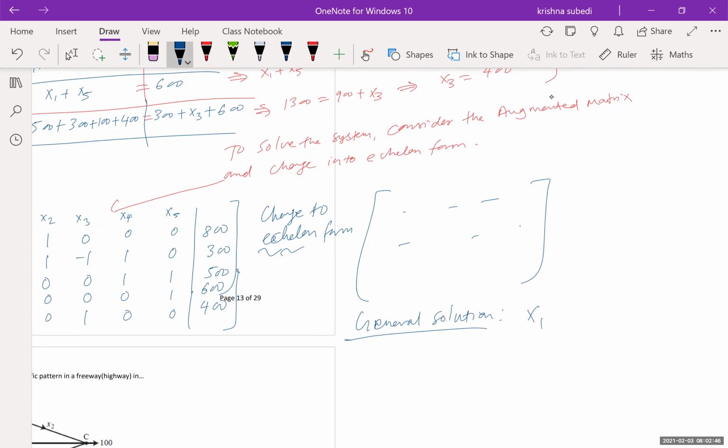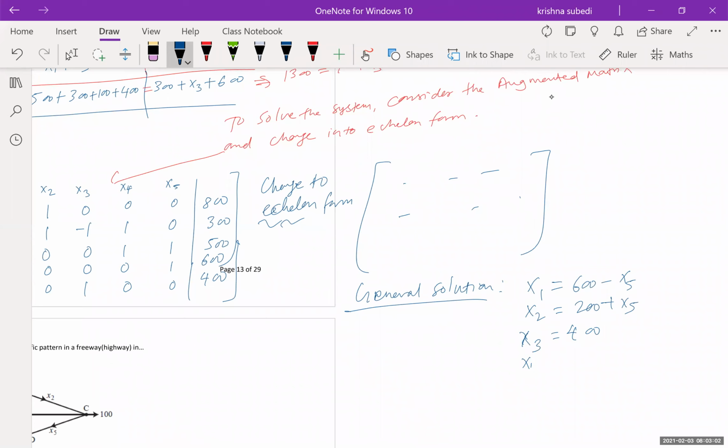You will get x1 equals 600 minus x5. x2 will be 200 plus x5. x3 is 400. x4 is 500 minus x5 and x5 is free. All right, that's what you get, your general solution. And okay, so part A is done.